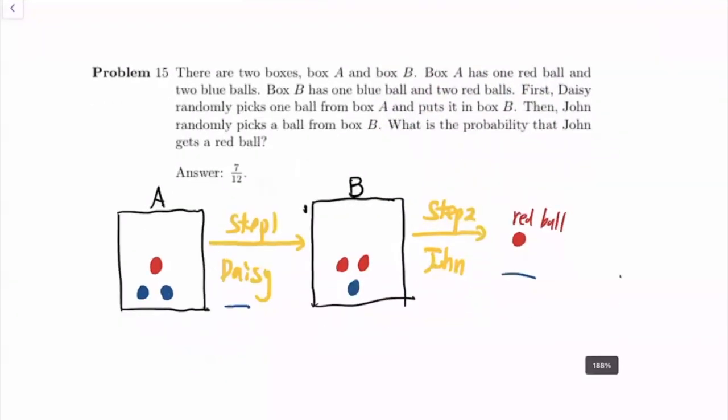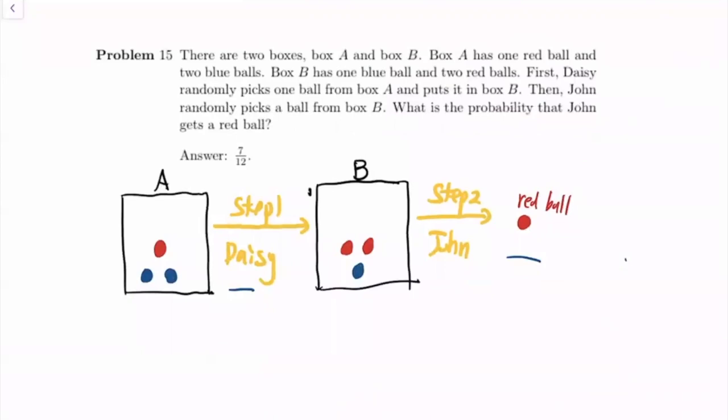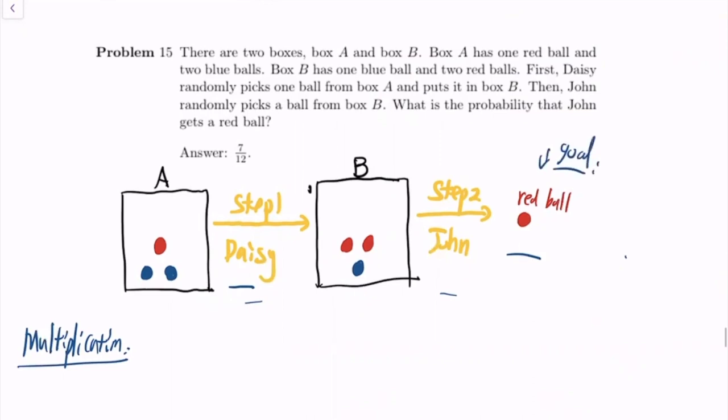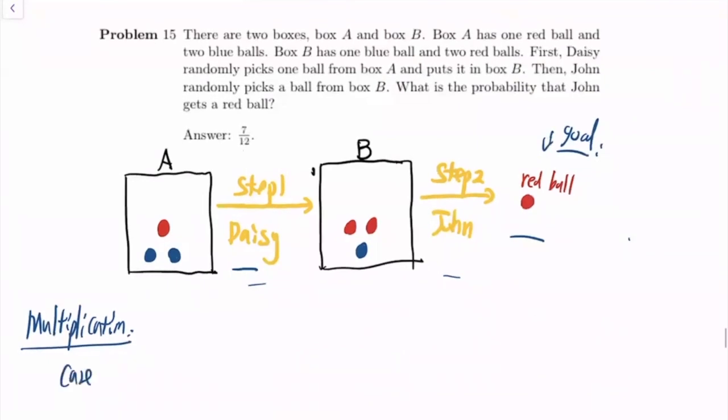All right, so this is a typical scenario to apply the multiplication principle. We use the multiplication principle for probability because it's naturally divided into two steps. Step one is performed by Daisy. Step two is performed by John. And the goal is to get a red ball. For convenience, we look at the two cases.